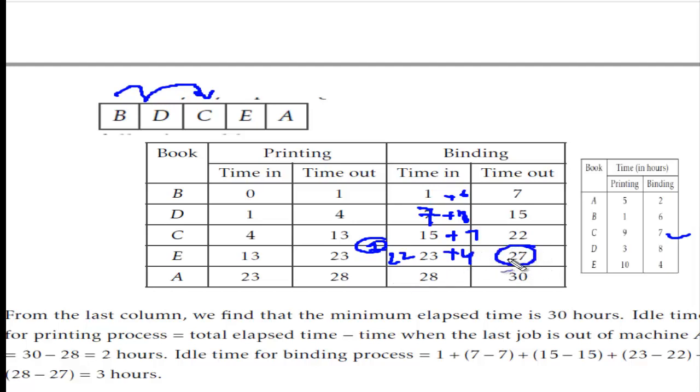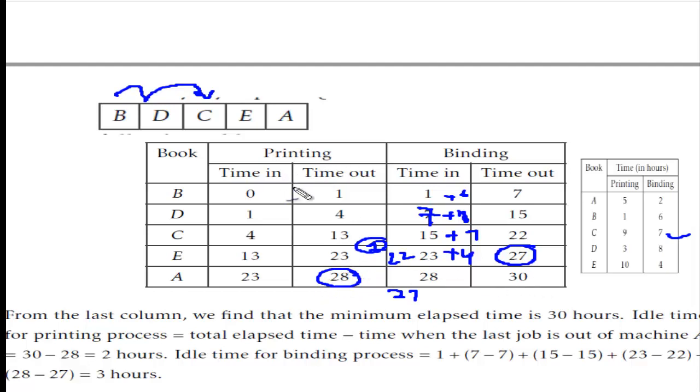So now it is ready to go for the binding of manuscript A, but manuscript A is undergoing printing. Not at 27 I'm free, but I cannot go for binding because it is undergoing the printing. So I have to wait one more time. Okay, so I will start at 28 and finish at 30. So these times are to be added in my waiting time. Okay, the idle time or waiting time for the binding process.